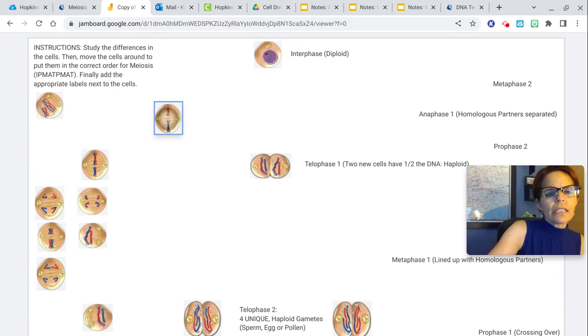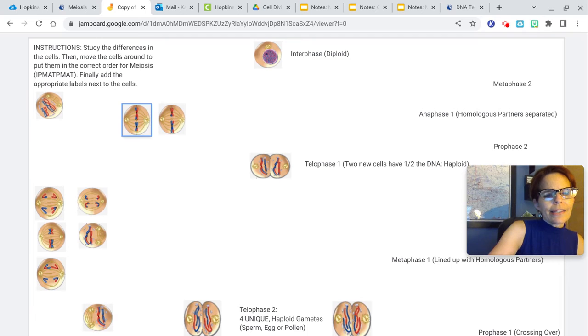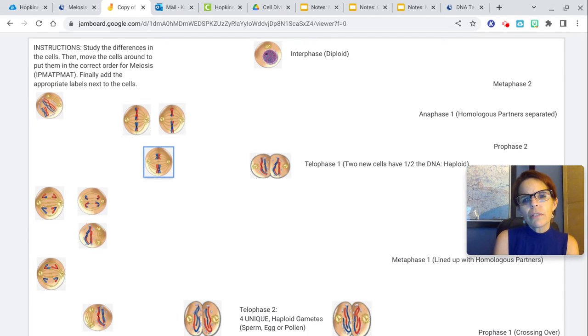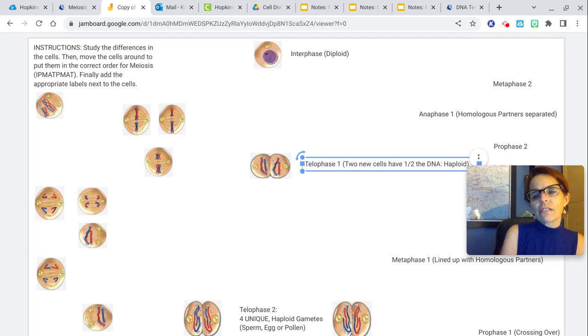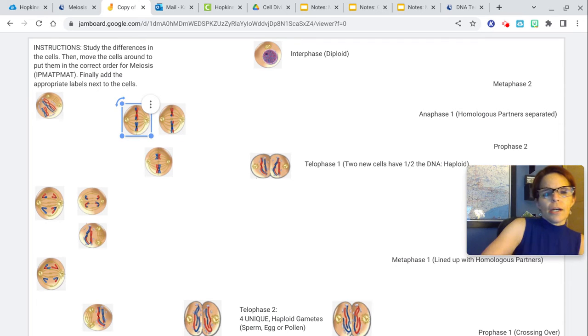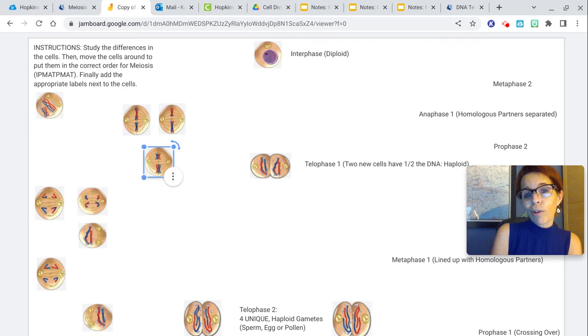So I see this one's in the middle, and I see this one's in the middle, and I see this one there in the middle. Now, which one would come first in the first half of meiosis? Well, it says here in telophase that the 2 new cells have half the DNA. So if I look at this cell and this cell, they both only have 2 chromosomes in it. But this cell has 4 chromosomes.